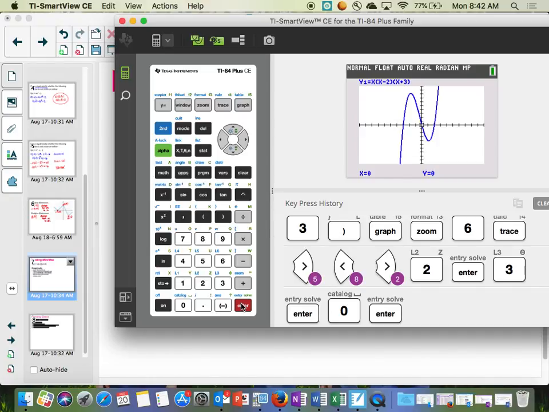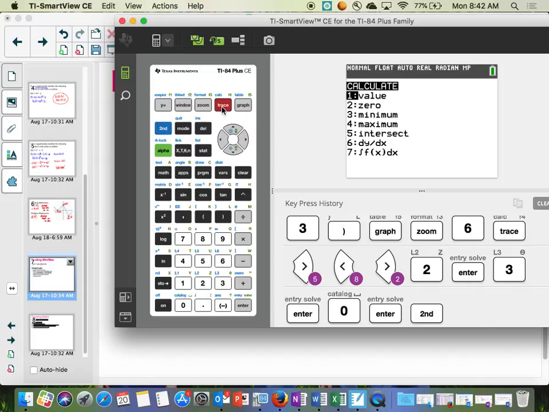If you would, please hit second, that second button, and then up here, trace has a little calc above it. So if we hit second and the trace button, we're going to a calculate menu. Okay, I've kind of alluded that we're going to calculate what? A minimum. We'll do a maximum as well. So go ahead. You can either press the number 3 or you can arrow down and hit enter for minimum.